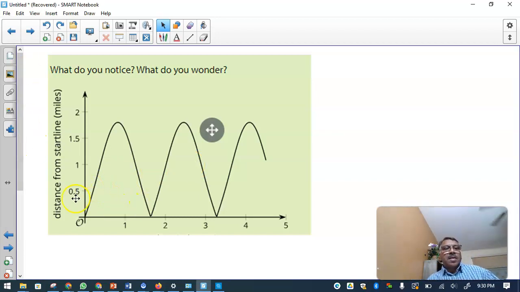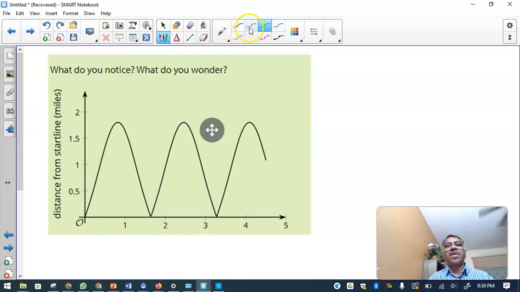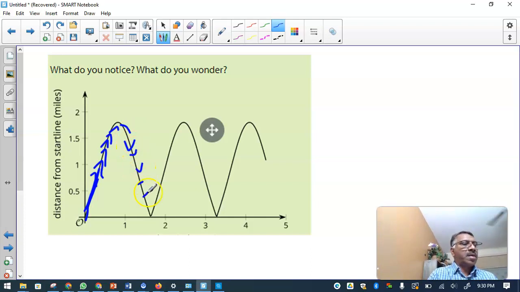Okay, so there's some distance from the start line. This is in miles. What you see here is the graph. The graph goes up, and then the graph goes down. The same thing repeats again: it goes up and then goes down. And then again the same thing repeats, goes up and then goes down.